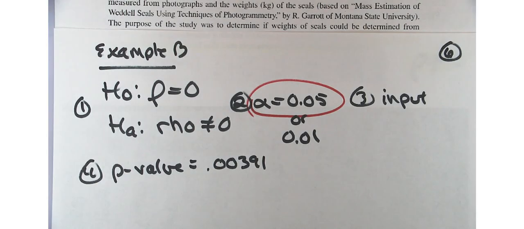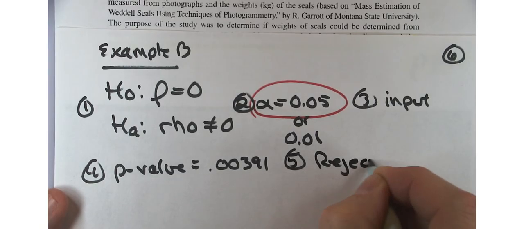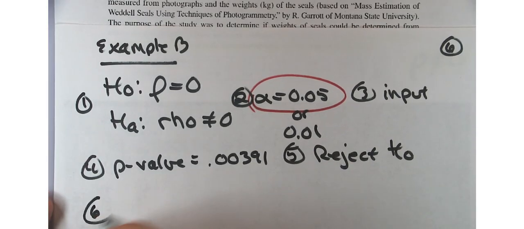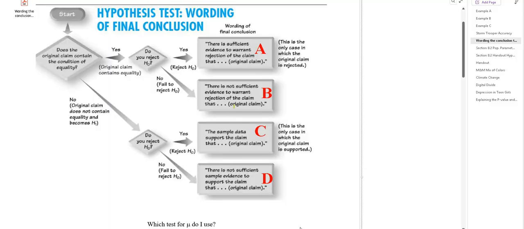What decision does that lead to? Carly? You reject the... Good. We'll reject H naught. And let's see, step 6. Our original claim did not contain the possibility of equality, so I think that's going to correspond to a C from this chart. Did not contain the possibility of equality, and we rejected it. So the sample data support the claim that there's a linear correlation between overhead widths of seals from photographs and the weights of those seals.